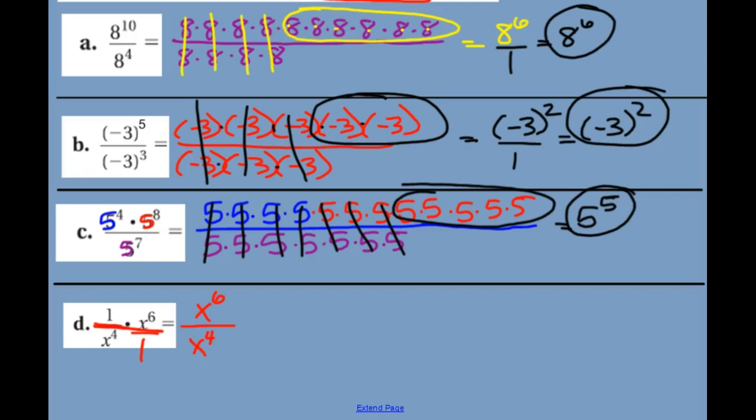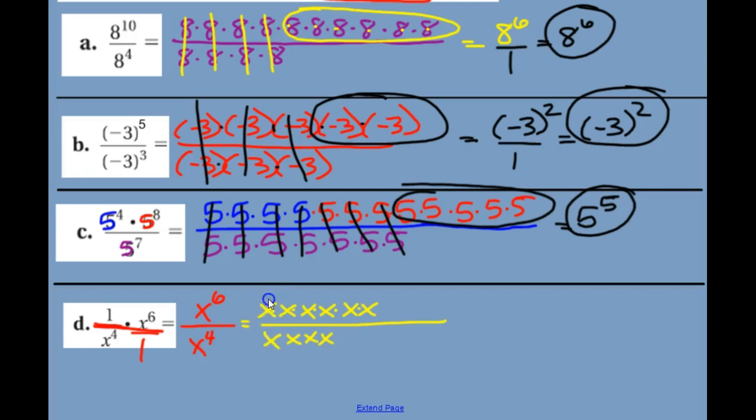And then we can write this out however many times we see it. We have x to the power of 6. 1, 2, 3, 4, 5, 6. If you want to put the dot in there for multiply, you can. On the bottom we have 1, 2, 3, 4 x's.